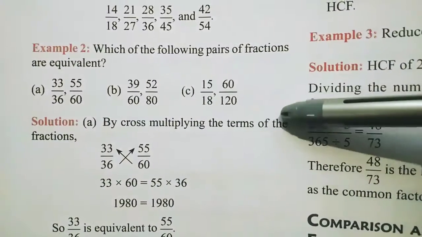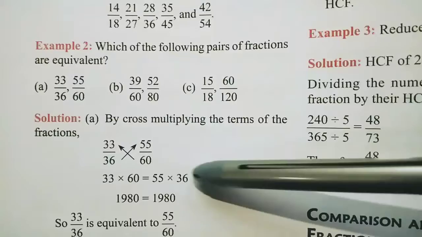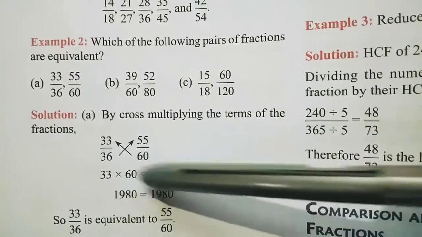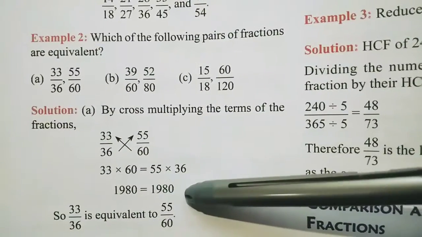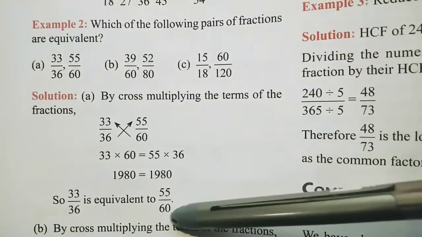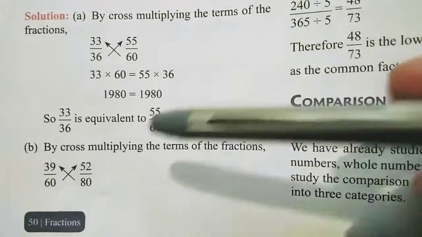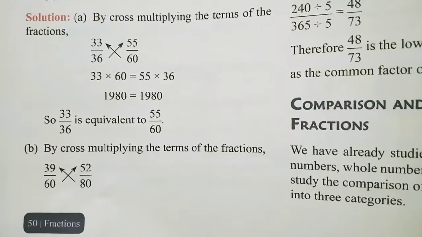So by cross multiplication, 33 into 60 and 36 into 55. After multiplication the answer is coming the same. You can see here, that means 33 by 36 is equivalent to 55 by 60. Very easy. Next, part B: you can see 39 by 60 and 52 by 80.